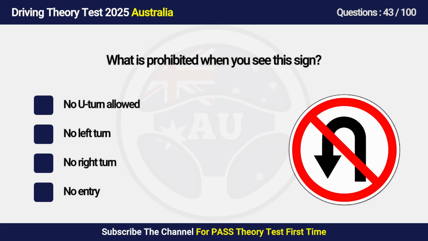A. No U-turn allowed. B. No left turn. C. No right turn. D. No entry.